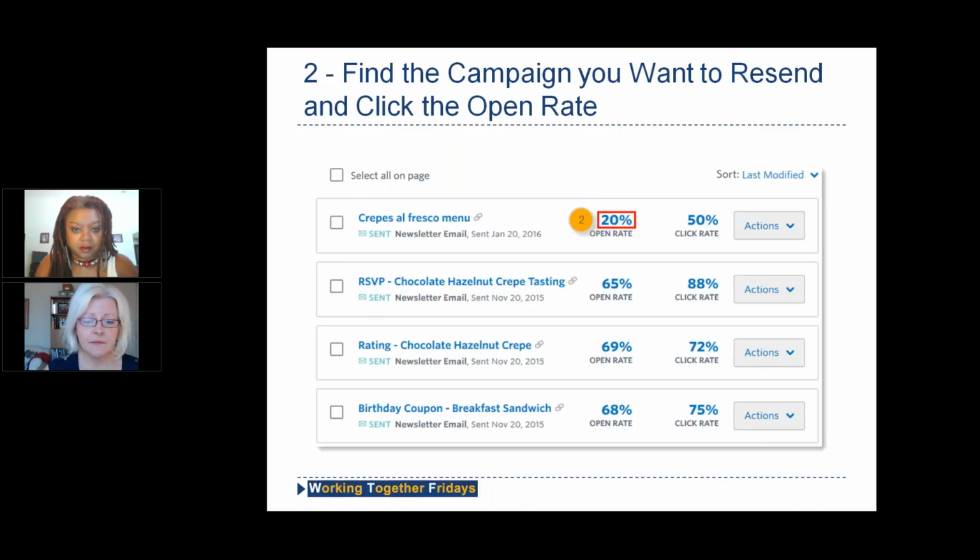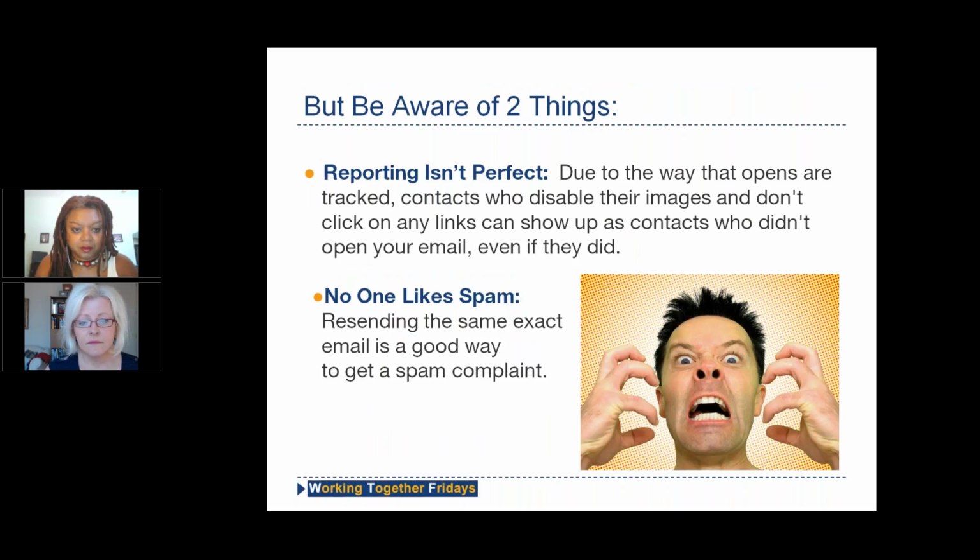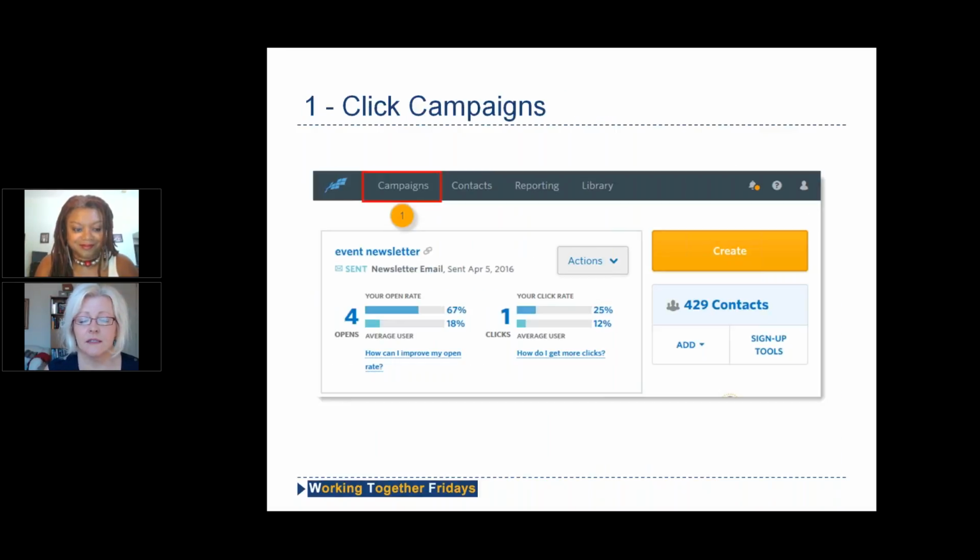Okay, this is an email that has been sent. It was sent and 4 people opened it, and there was 1 click. So there are some people who haven't opened this email that we want to resend this to. So that's your first step: go and find the email that you want to resend that's already been sent.